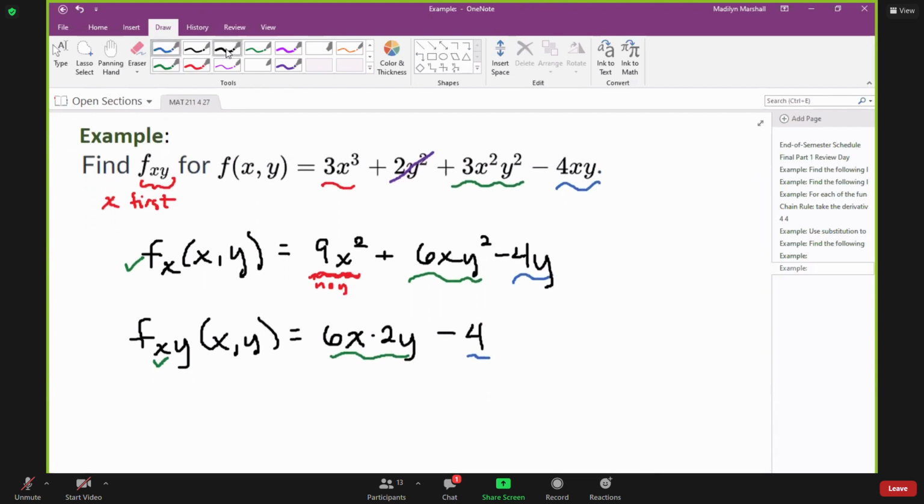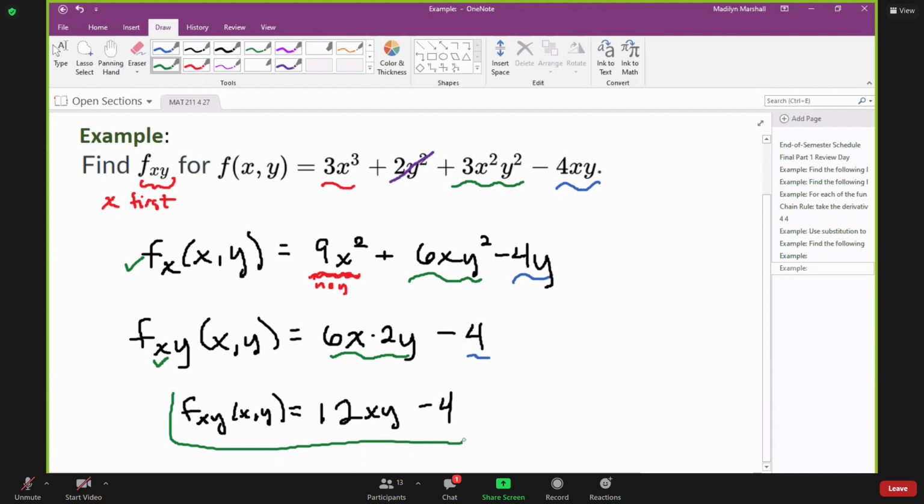And that does need to simplify into 12xy minus 4. And you can go straight to the 12 also, but either way. So this kind of problem is necessarily a two-step problem. There's no way to do this all in one step.